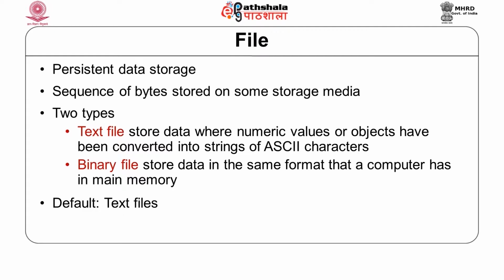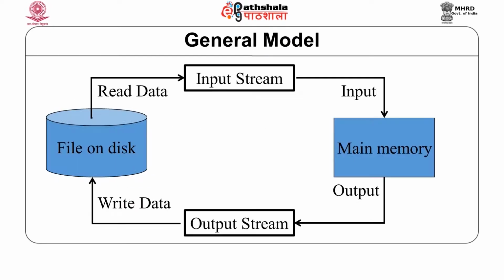whereas in case of binary file, such conversion does not take place. The data is just in the raw form without any type of conversion, just the way it is stored in the memory of the computer. By default, it considers text files.